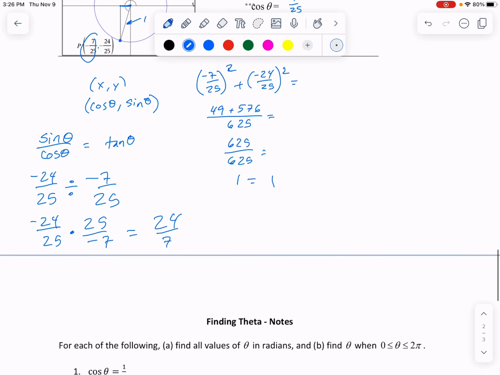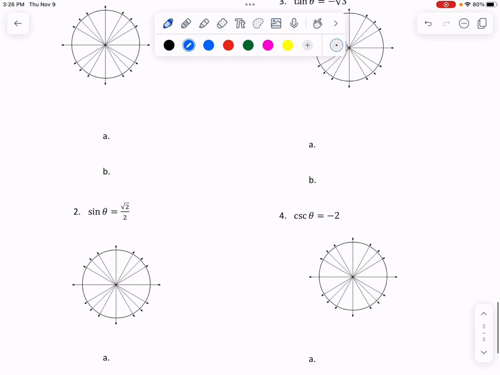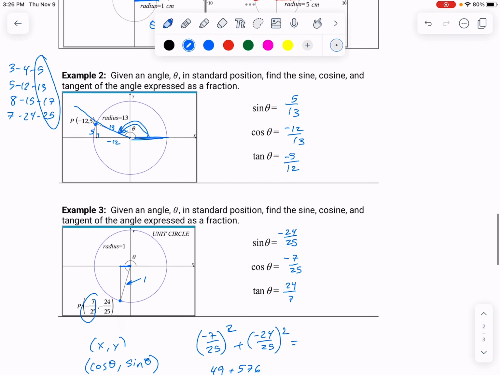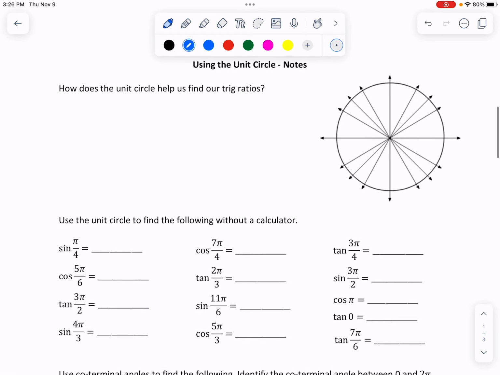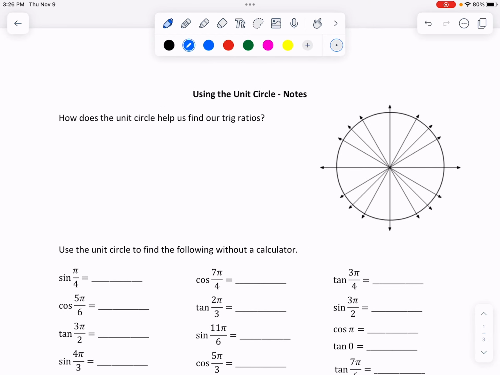Okay, and I think I have notes on this, or a video on this already. I will go find it. And maybe really quick, the reason we care about the unit circle is that it gives us all of our trig ratios.